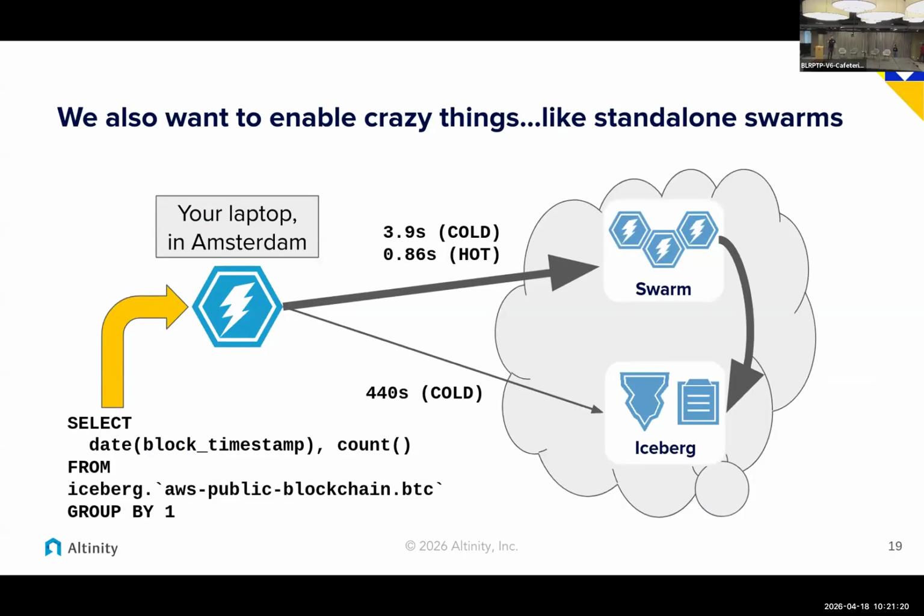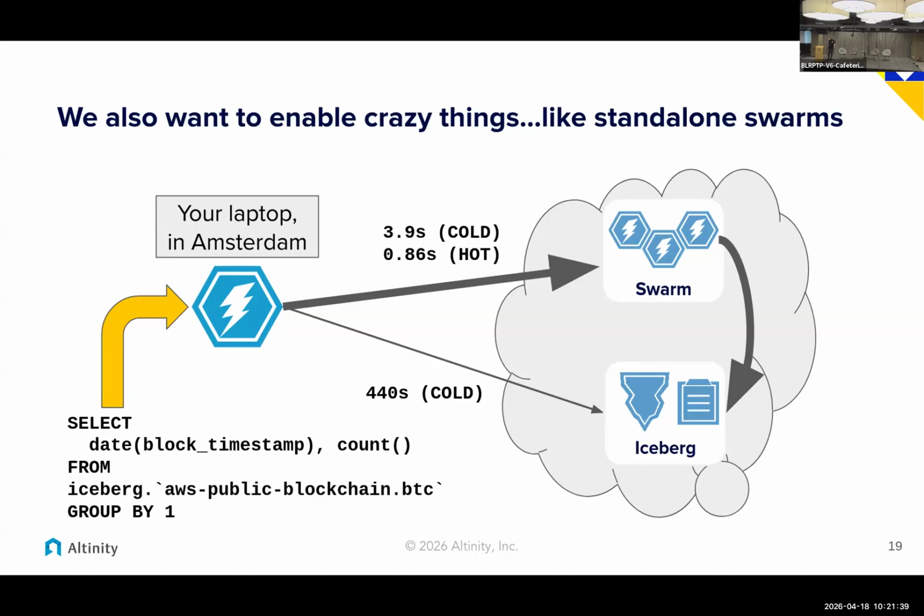We also want to do some really crazy stuff. This is something we're calling standalone swarms. So those swarm clusters, right, you can scale up these ephemeral nodes, run queries really, really fast on them. What if the initiator node wasn't another node in the cloud? What if it's just me sitting in a cafe in Amsterdam on my laptop, right? This is something I might have used DuckDB for in the past.